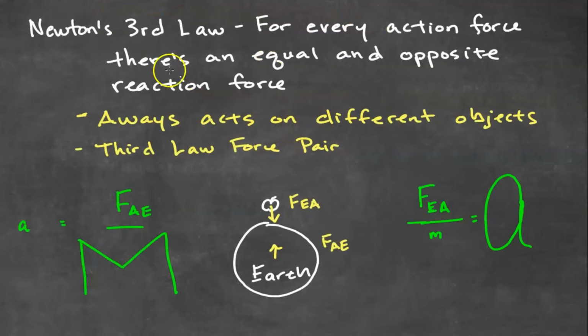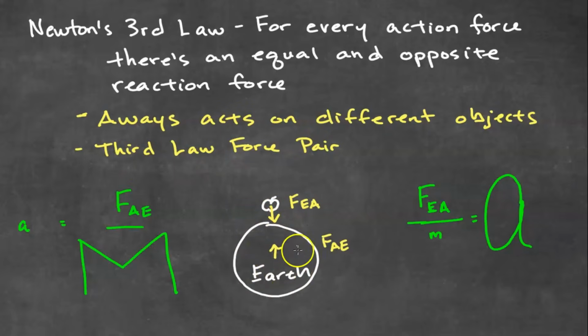Now we're going to take a look at Newton's third law, which states that for every action force, there's an equal and opposite reaction force. We want to remember that action-reaction forces always act on different objects, and we refer to these pairs of forces as the third law force pairs.